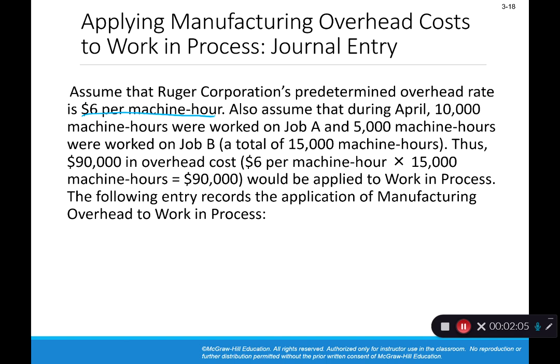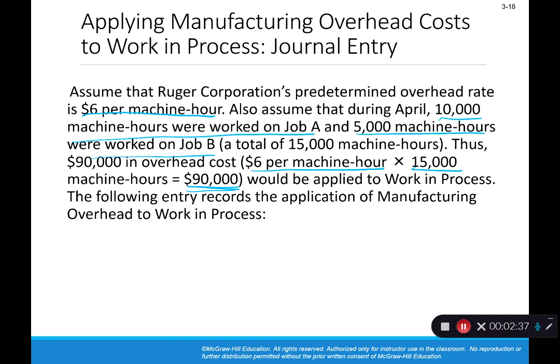And then it says also assume that during April, 10,000 machine hours were worked for job A, 5,000 for job B. Thus, 90,000 in overhead cost is going to get applied, and they got that by using the applied formula for overhead, which is the POHR of 6 times the actual activity, which is a total of 15,000 hours. So 90,000 in total is going to be applied, which means we take it out of the overhead account and put it into work in process.